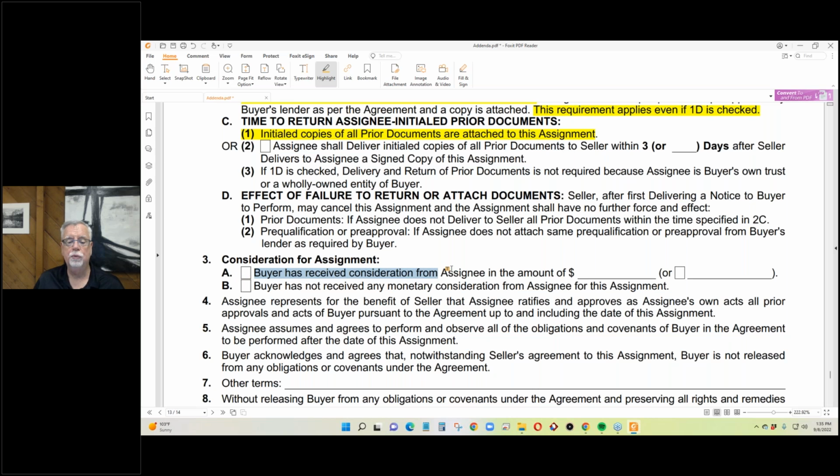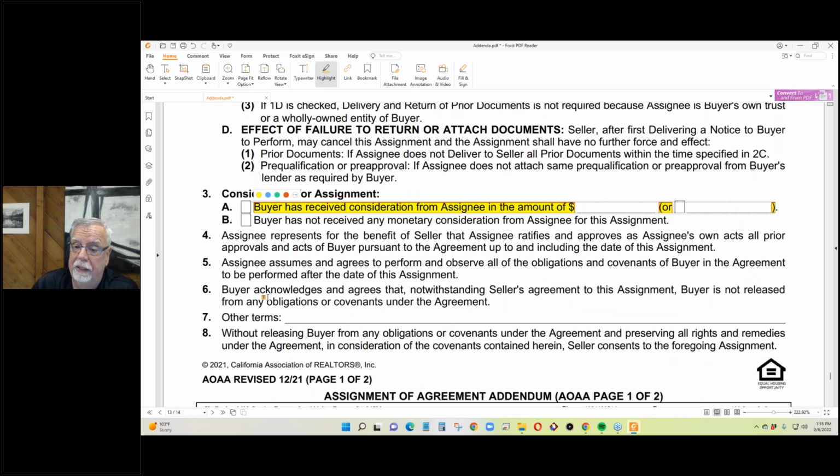Now, buyer has received consideration in the amount of. So wholesaling, bird dogging, all of that sort of stuff, where somebody says, I'll give you 10, go get them into contract, I'll give you money. You are required by the contract to disclose whether or not the assignee is paying you anything. And by the way, sometimes sellers don't like that. This is sometimes called contract flipping, right? That their contract is being flipped. They don't like that.